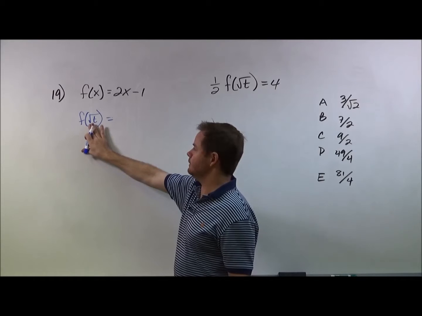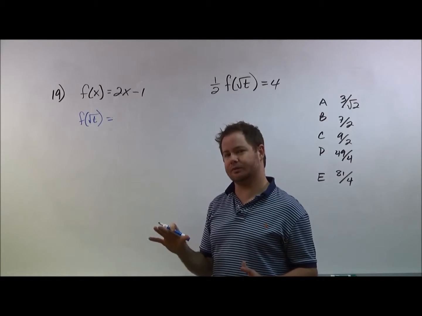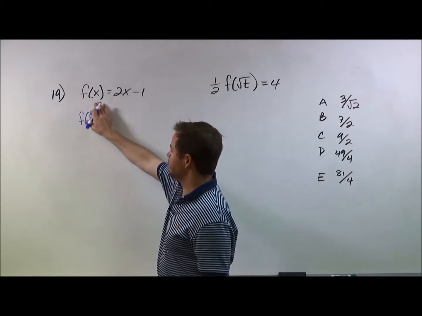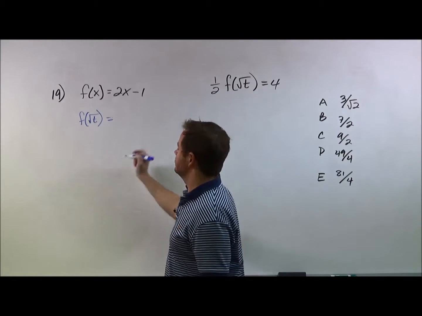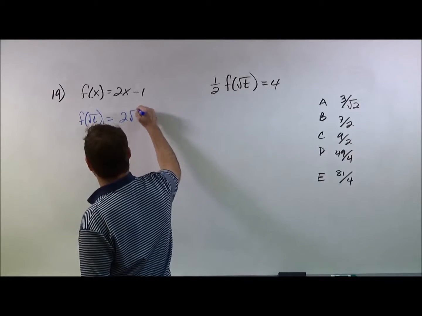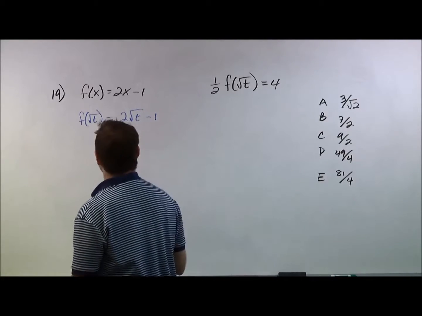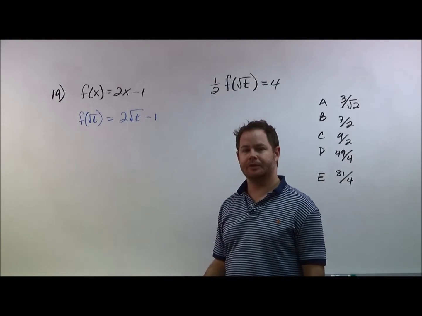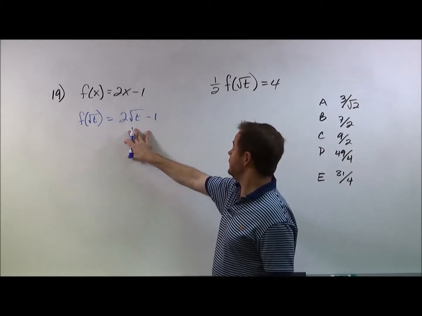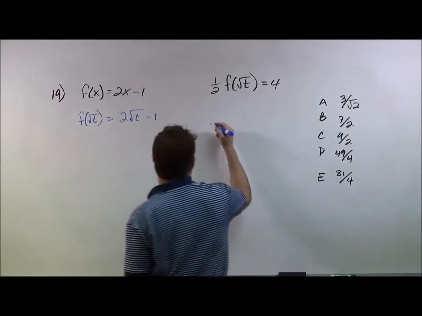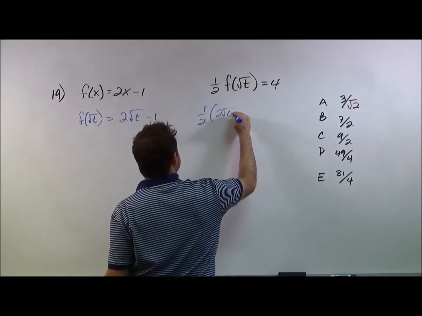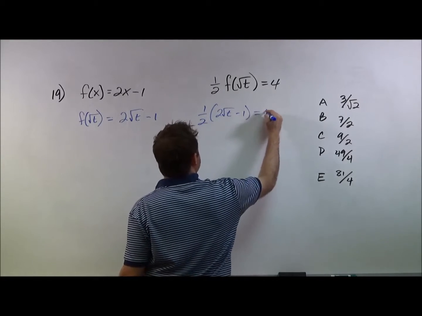F of root t, just because it's not a number, it looks a little different, but the math on it is the same. We take the square root of t and we plug that in place of x. So this would be 2 times the square root of t minus 1. So that's what we get for f of root t. Now that we know what that expression is, we can plug that into this formula. 1/2 times 2 root t minus 1 equals 4.